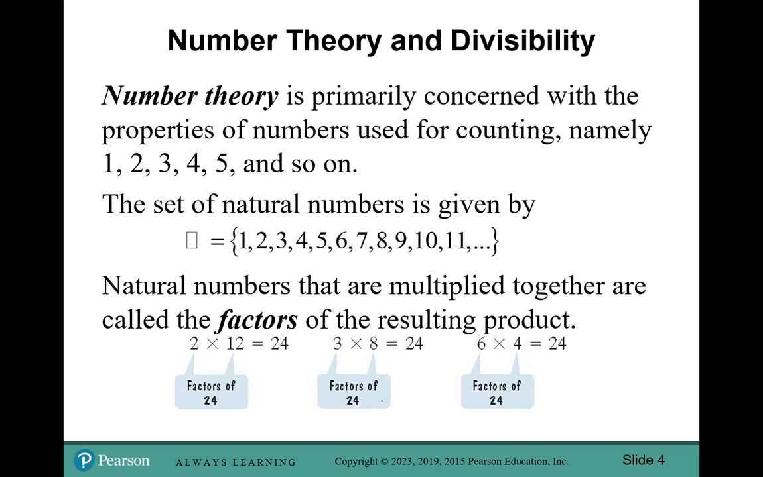Natural numbers that are multiplied together are called the factors of the resulting product. So, the factors of 24 are represented by 2 and 12, 3 and 8, 6 and 4. Can we think of any other factors of 24? Another factor of 24 that I can think of is 1 and 24. Each number has a factor of itself and 1.